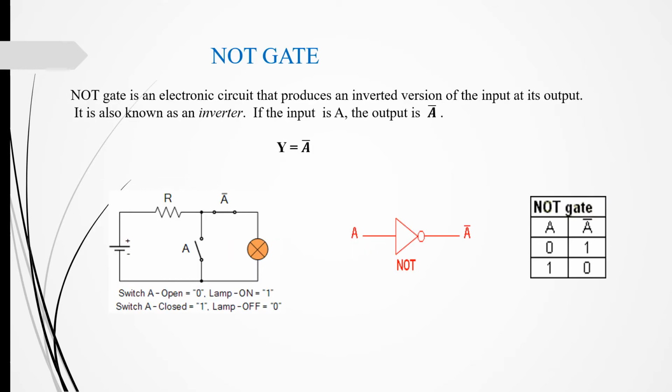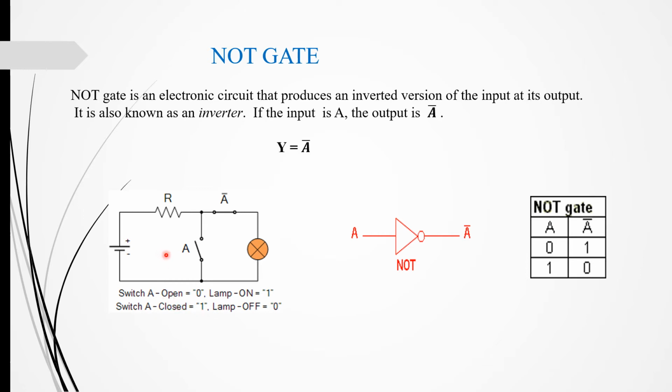NOT gate has one input and one output. It is an electronic circuit that produces an inverted version of the input at its output. That's why this is known as inverter. If the input is A, the output is complement of A, which is A bar. So this is output equation of NOT gate. Y is equal to A bar. This is symbol of NOT gate and this is truth table of NOT gate. So here you can see that if input A is 0, then output is 1. If input is 1, output is 0.